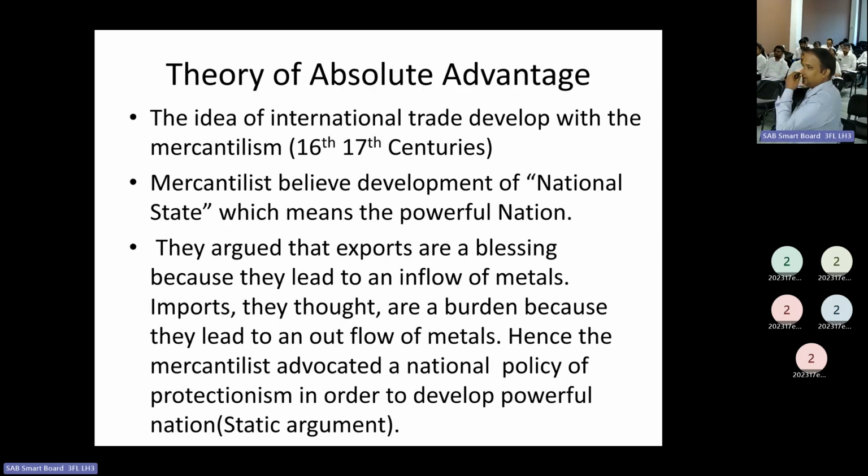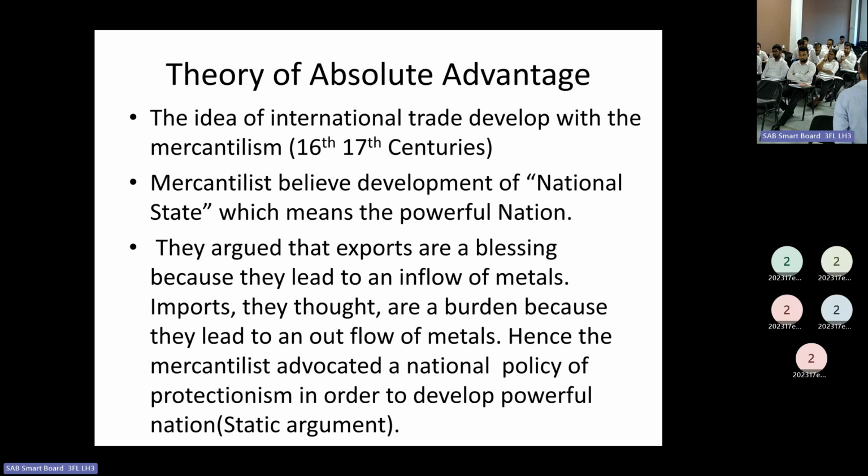Okay, so now we will move to absolute advantage first. That is the starting point of trade. Absolute advantage was introduced by Adam Smith, in those periods, in 1776 and afterwards.